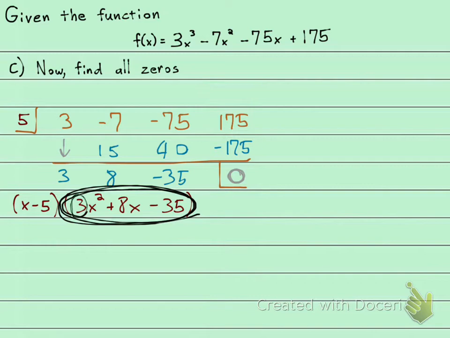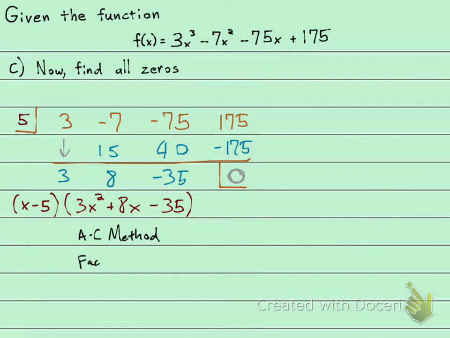It does not start with a 1, and what I did here was the AC method. So if you are not familiar with how to factor a 3-term polynomial, you want to go find one of my videos that says AC method, or you want to factor, it's going to say factor where the leading coefficient is not 1.